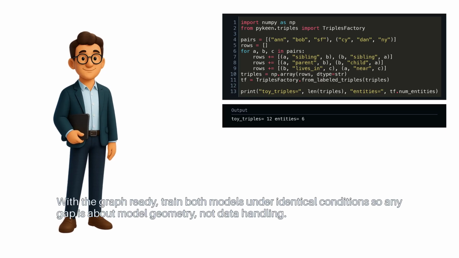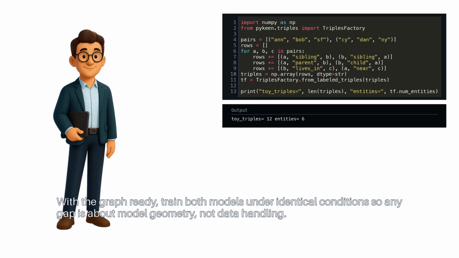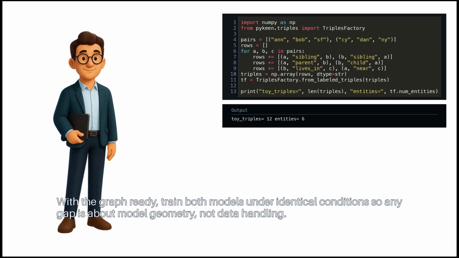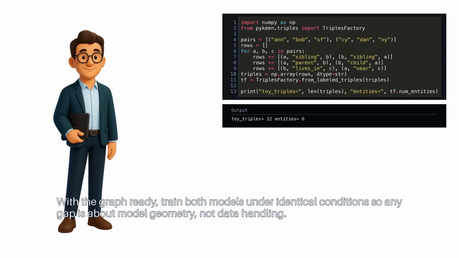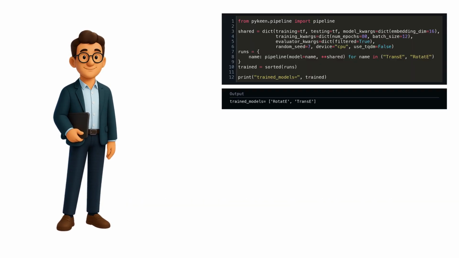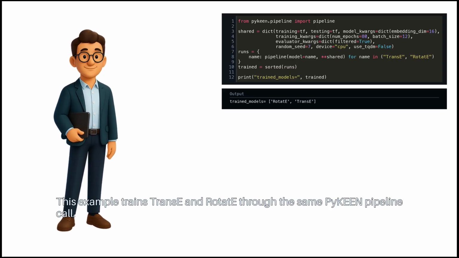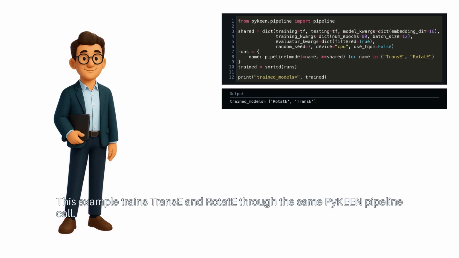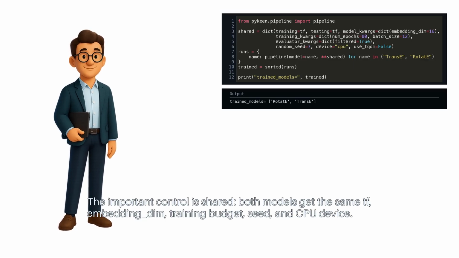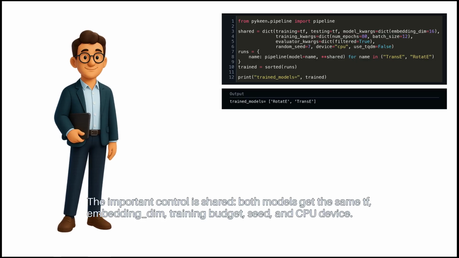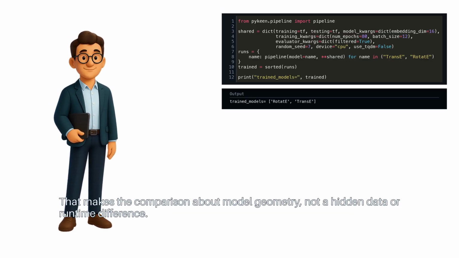see. With the graph ready, train both models under identical conditions, so any gap is about model geometry, not data handling. This example trains TransE and RotatE through the same PyKEEN pipeline call. The important control is shared. Both models get the same TF, embedding dim, training budget, seed, and CPU device. That makes the comparison about model geometry, not a hidden data or runtime difference.